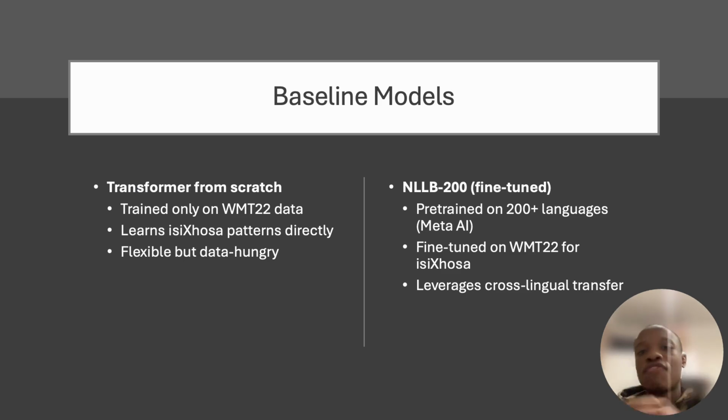In our project, I focused on building the two baseline models. The first was the transformer trained completely from scratch, which learns directly from the WMT22 parallel corpus. The second was the NLLB 200 model, a multilingual system pre-trained on over 200 languages, which I fine-tuned for English and IsiXhosa. These baselines gave us two contrasting starting points, one data-specific, the other transfer-based.